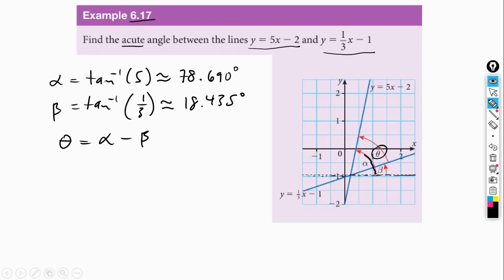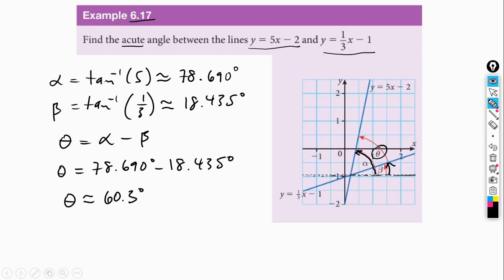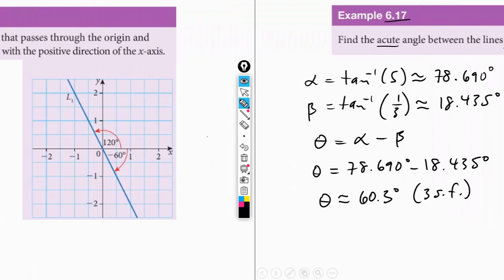So notice that theta, the acute angle, is going to equal alpha minus beta, because all of this is alpha, and if we subtract this section here, this angle, we're going to be left with theta. So theta is equal to 78.690 degrees minus 18.435 degrees. And then we have that theta is approximately 60.3 degrees, again rounded to 3 significant figures.